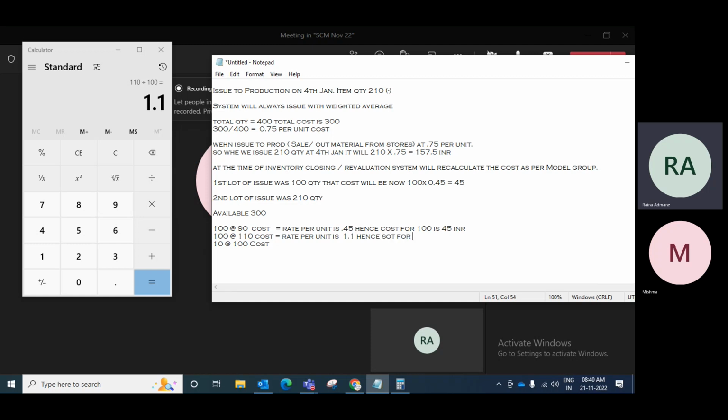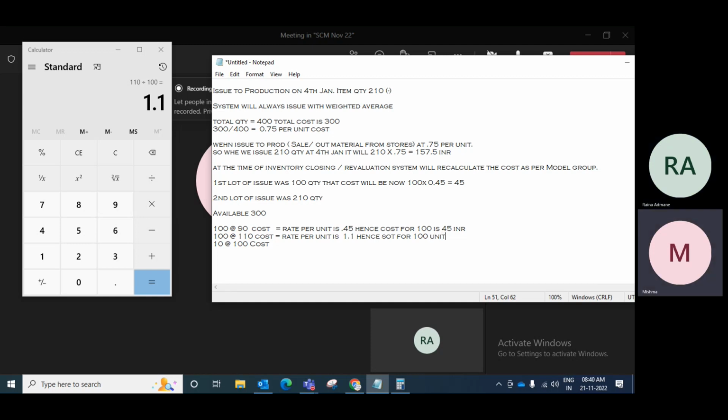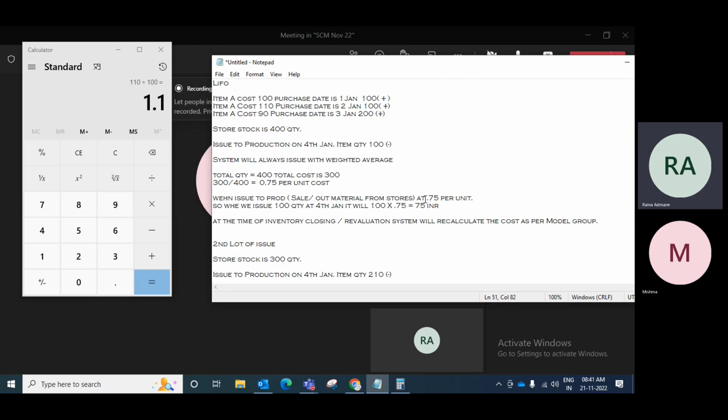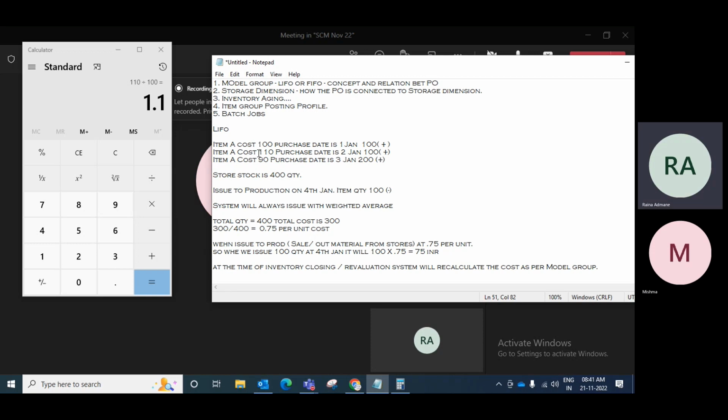Cost for 100 units. We're doing cost divided by quantity, right? Cost divided by quantity, then you will get the per unit cost. Hence, cost for 100 units is equal to 100 into 1.1, which is equal to 110. ठीक है, this is the cost जो 100 का ही है. करेक्ट, 110 कॉस्ट है इसका.